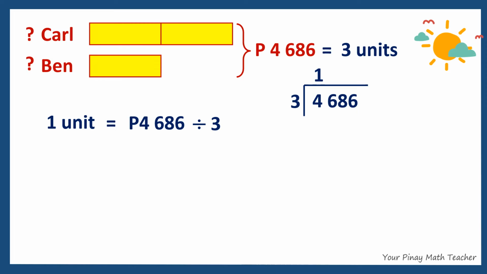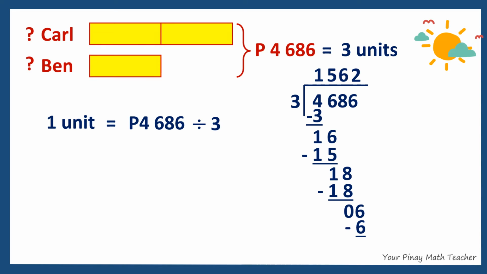So let's divide 4 by 3. We get 1. 3 times 1 equals 3. 4 minus 3 equals 1. Bring down 6. How many 3's in 16? We get 5. 3 times 5 is 15. 16 minus 15 is 1. Bring down 8. How many 3's in 18? Get 6. 3 times 6 is 18. Subtract, we get 0. Bring down 6. 6 divided by 3, it's 2.